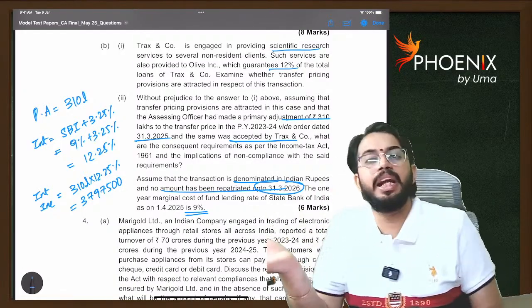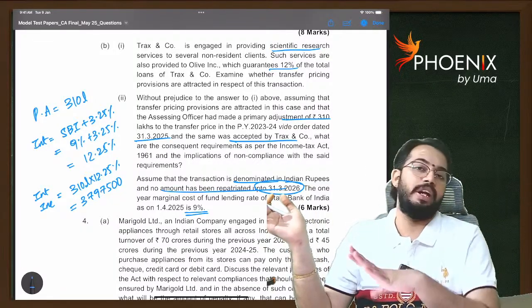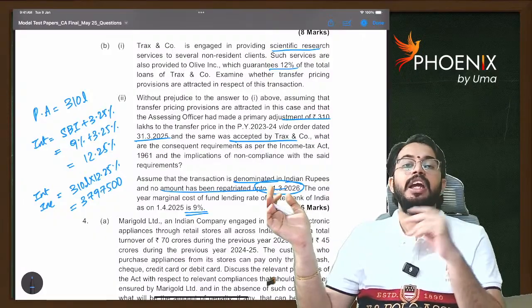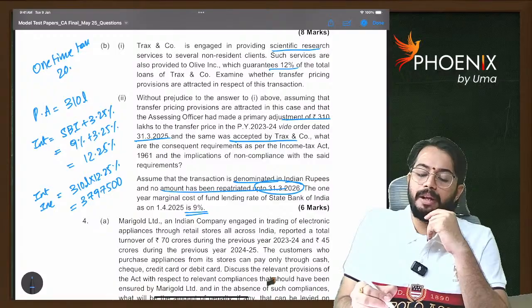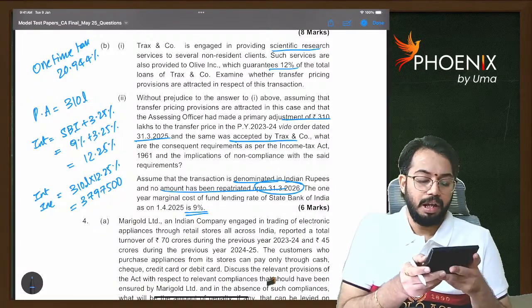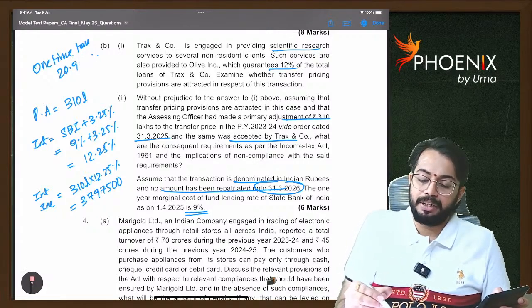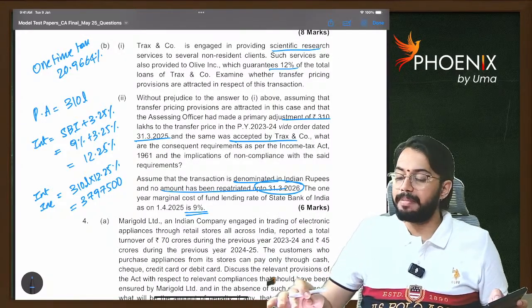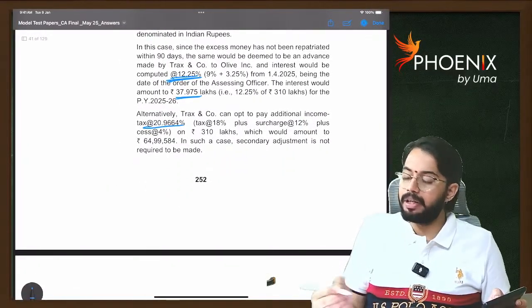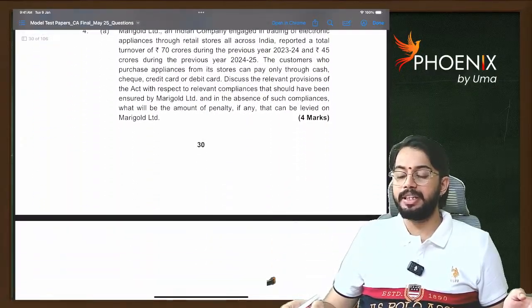Sir, is there any alternative available? Yes, an alternative is available. If the company doesn't want to bring that money into India, if it doesn't want to repatriate to India, it should pay one-time tax. How much is the one-time tax? 20.9664%. 18% tax plus 12% surcharge plus 4% HEC, 20.9664%. It needs to pay one-time tax. You can see 20.9664%. Base tax 18%, surcharge 12%, HEC 4%.